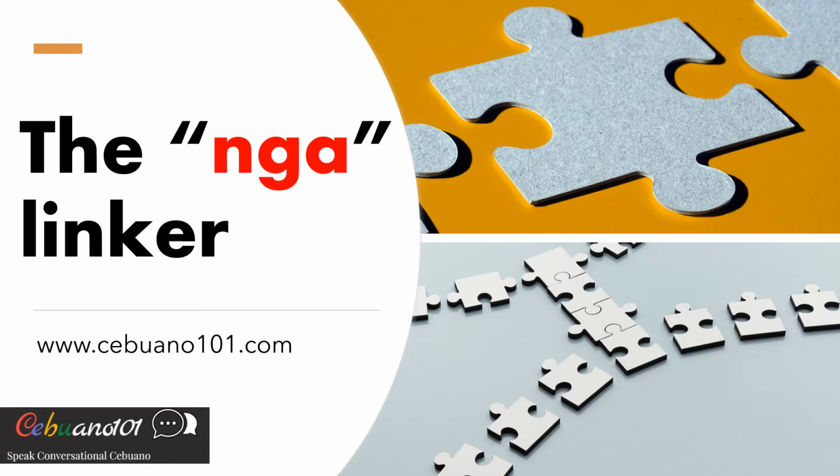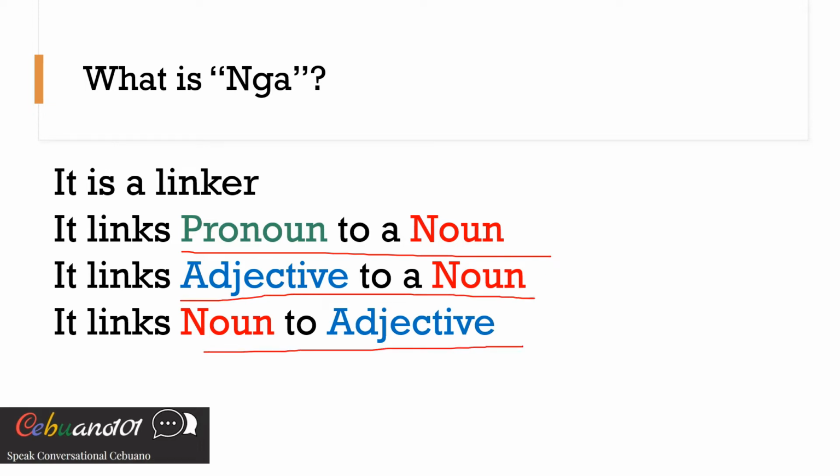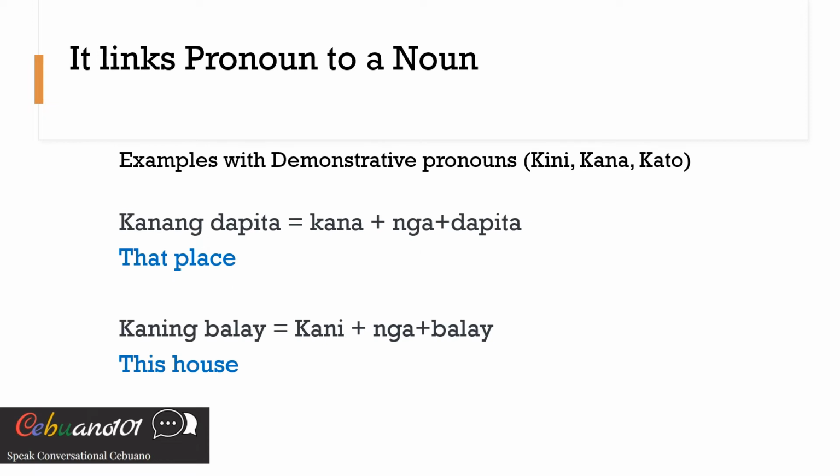So today in this video, let's talk about the nga linker. A lot of you may know already that it is a linker. The nga linker links pronoun to a noun, or adjective to a noun, or a noun to an adjective. I'm going to give you some examples to show you how it is used in a sentence.